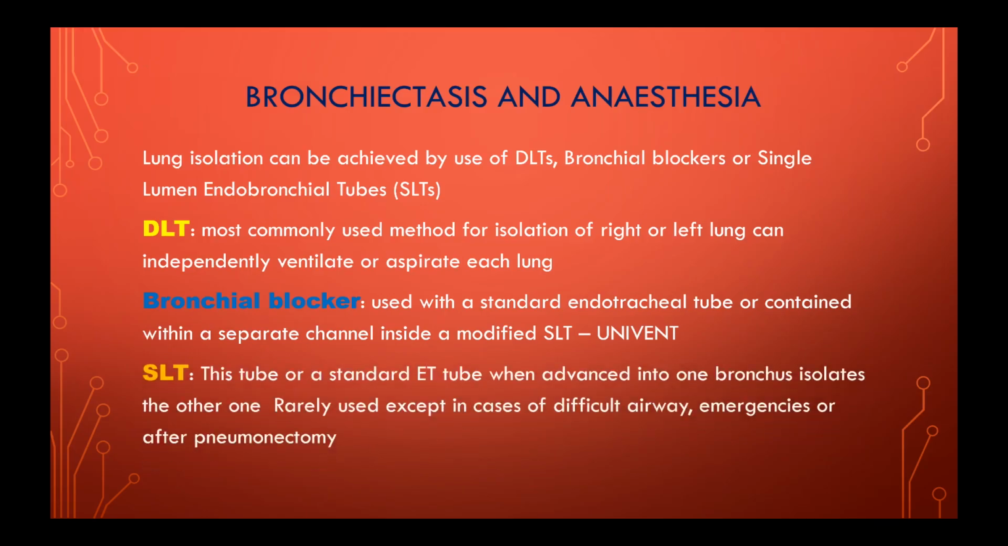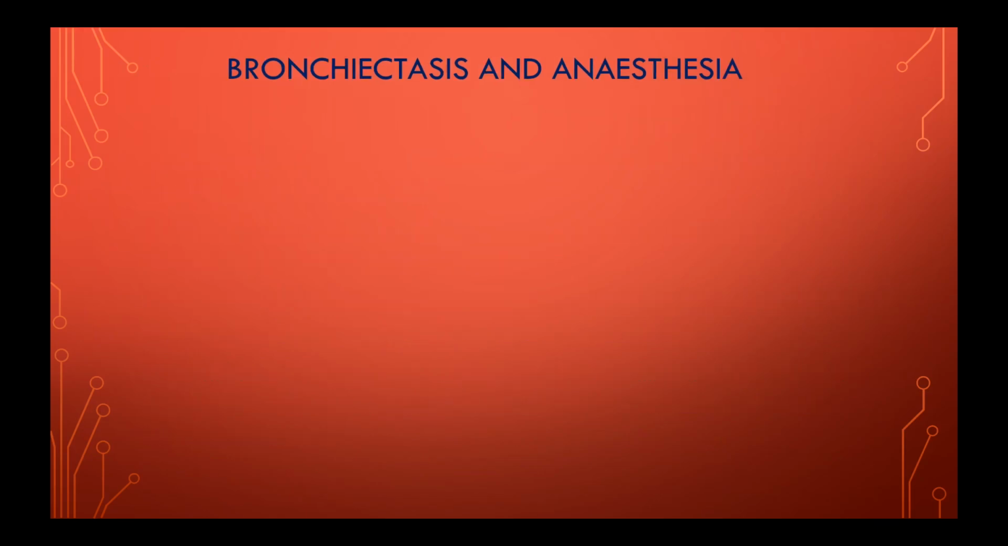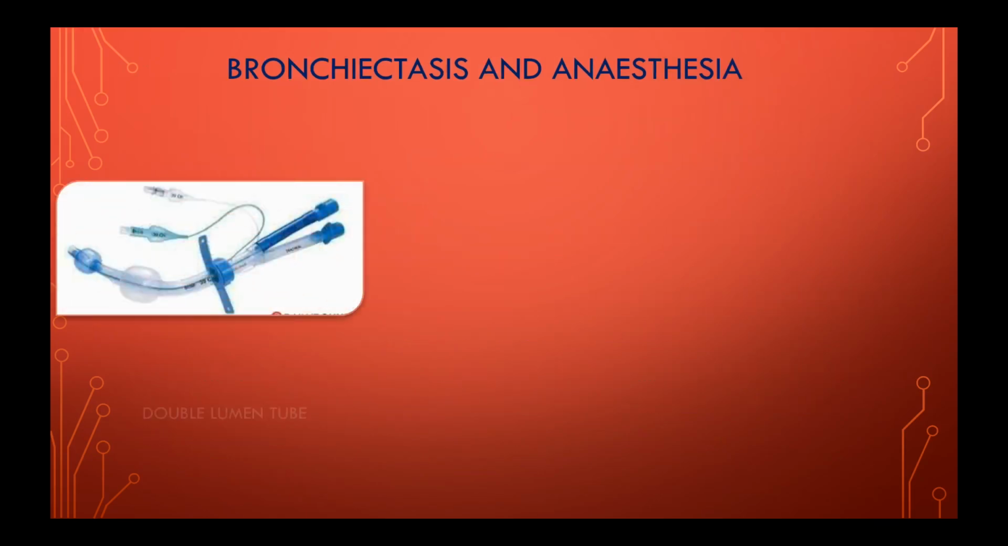Single lumen tube is the standard ET tube, which is advanced into one bronchus to isolate the other one. It is rarely used except in cases of difficult airway and emergencies. These are all pictures of the double lumen tube. Advantages: you can ventilate as well as aspirate each lung independently, and separate ones for right and left sides are commonly available.